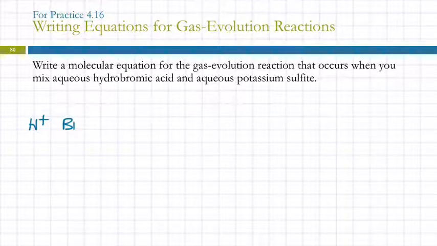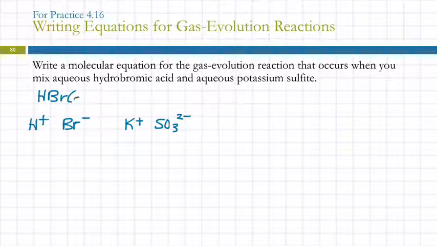Hydrobromic acid. The hydro tells me that this is a binary acid. It doesn't have oxygen in it. So it's just hydrogen and bromine. And aqueous potassium sulfite. So potassium is K+, sulfite is the light version of sulfate, so it's SO3 2-. So I'm going to have HBr, that's aqueous, and this will give me K2SO3, also aqueous.